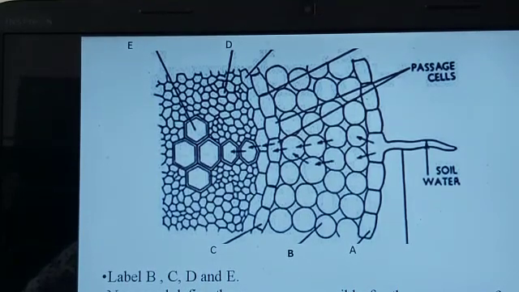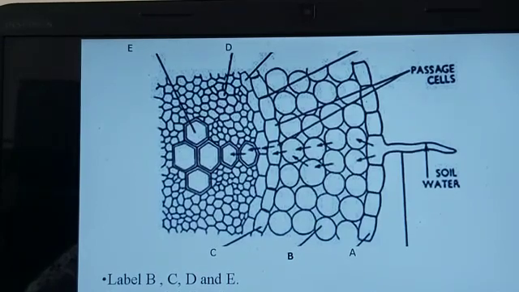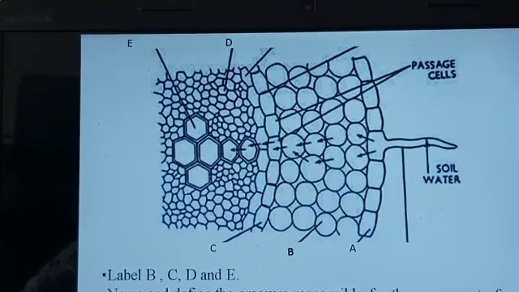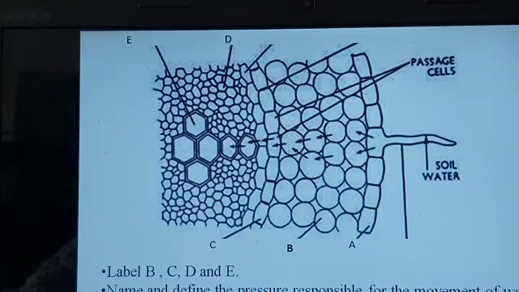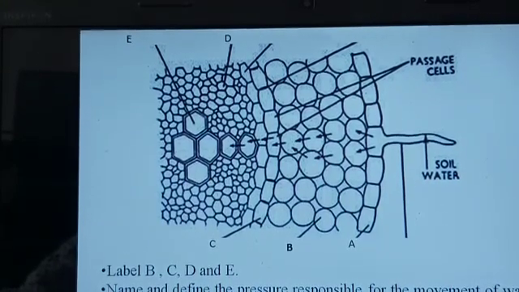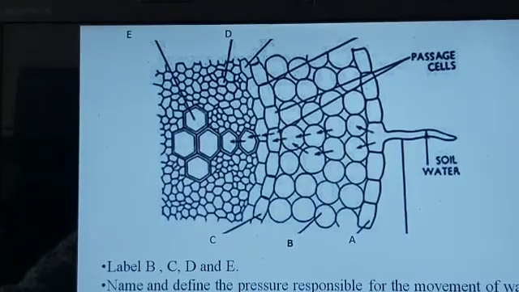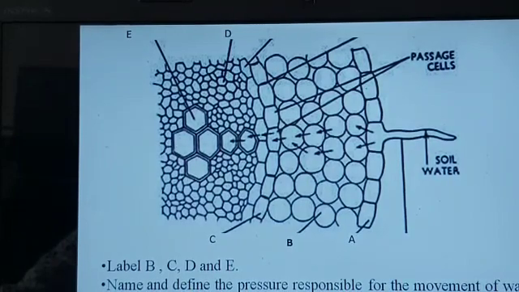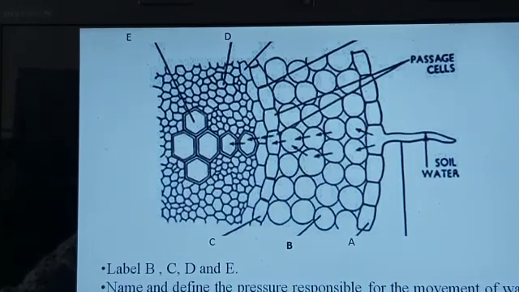One difference between D and E is also given. D is phloem and E is xylem. So you will write the difference between xylem and phloem. And the difference between guttation and transpiration is also asked. So guttation is a loss of water in the form of water droplets from the margins of the leaf, and transpiration is loss of water in the form of water vapor from the aerial parts of the plant. Anyways, we are going to discuss transpiration in detail in our next class.